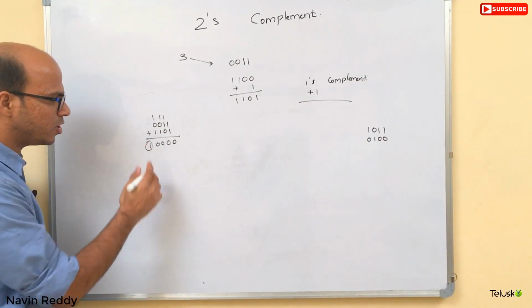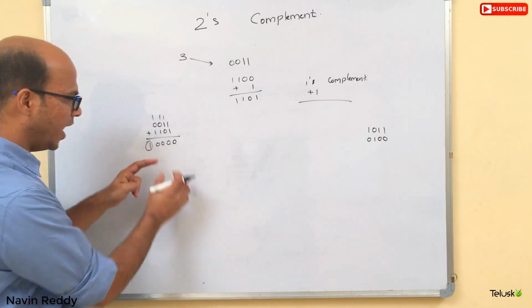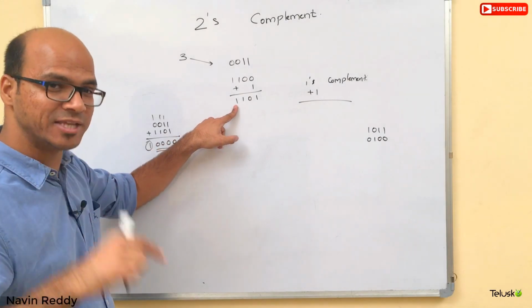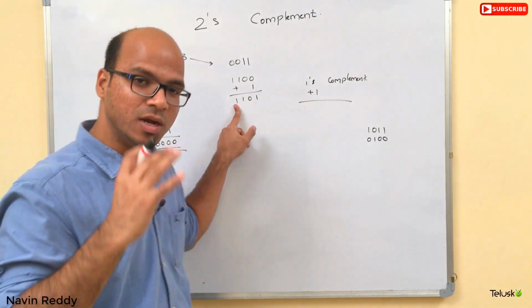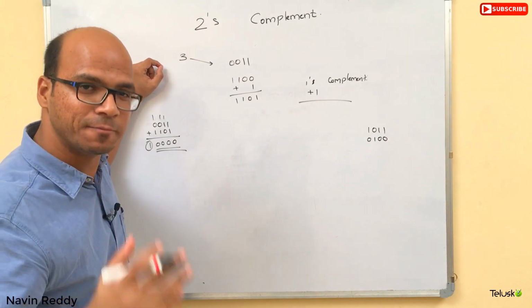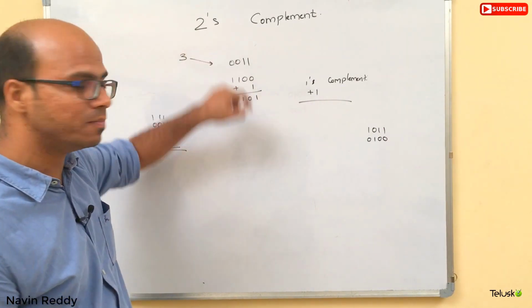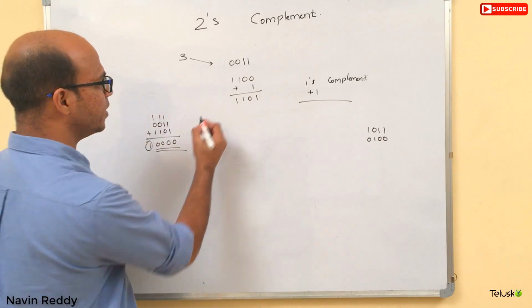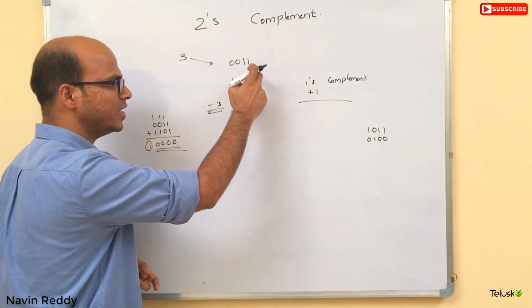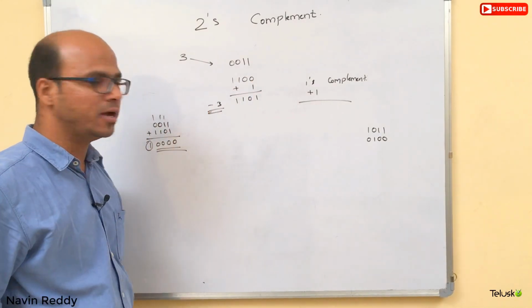So ignore this extra bit because we are working with a 4-bit system, and we got 4 zeros, which is 0, right? That means this number is minus 3. So how do you convert a negative number into a binary format? By finding the 2's complement of its positive number. So in order to find minus 3, you have to first find 3's binary format, then apply 2's complement, and you will get minus 3.